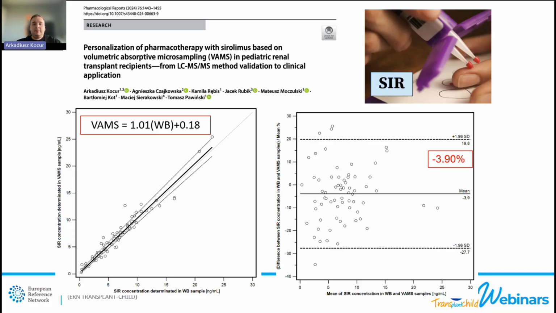The bias was acceptable because IATDMCT, the International Association of Therapeutic Drug Monitoring and Clinical Toxicology, recommends that bias should be lower than plus or minus 10%, so it's acceptable.